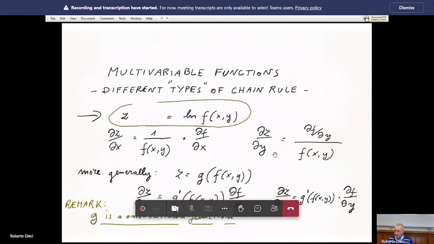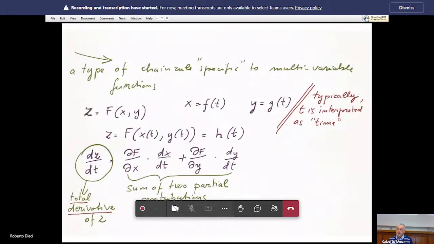But with many variables, we may have multiple possible structures of chain rules, of course. Not just that the inner function is a 2-variable function and the outer function is a 1-variable function. We might have the opposite. The outer function is a 2-variable function, and the inner functions, the 2 arguments, are themselves 1-variable functions. That is another structure, which is precisely the one that I'm going to deal with now. This is specific to multivariable functions.